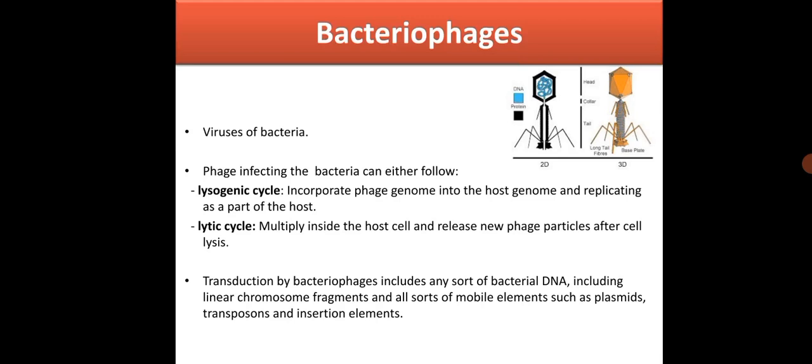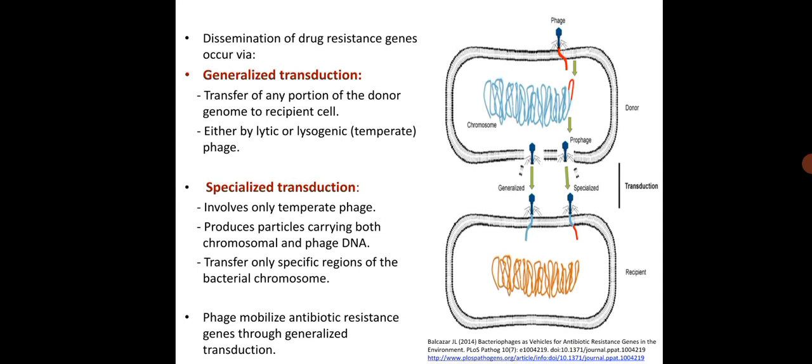Transduction by bacteriophages includes any sort of bacterial DNA, including linear chromosome fragments and all sorts of mobile elements such as plasmids, transposons, and insertion elements. Dissemination of drug resistance genes occurs via generalized transduction and specialized transduction. In case of generalized transduction, transfer of any portion of the donor genome to the recipient cell takes place, either by lytic or lysogenic phage.